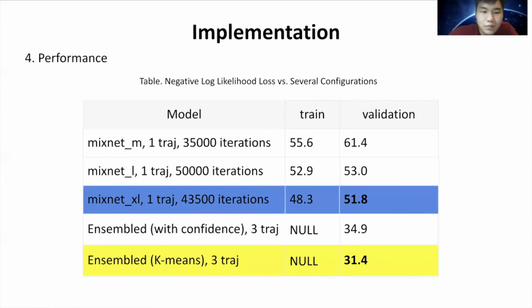Next. In this box, you can see our best single trajectory model is Mixnet XL, and the validation score is 51.8. And then we ensemble 3 trajectories with k-means. We get a better performance. The validation score is 31.4.